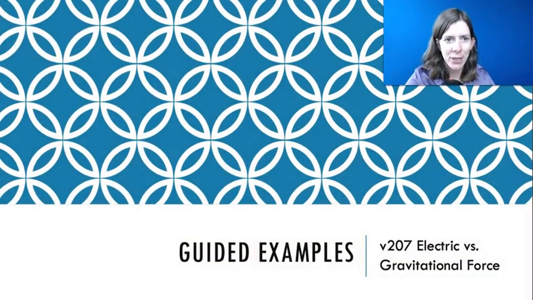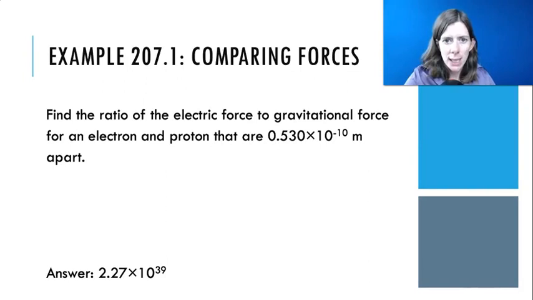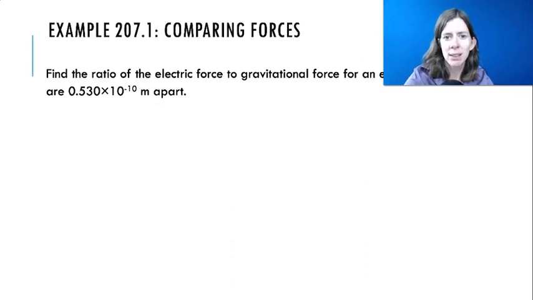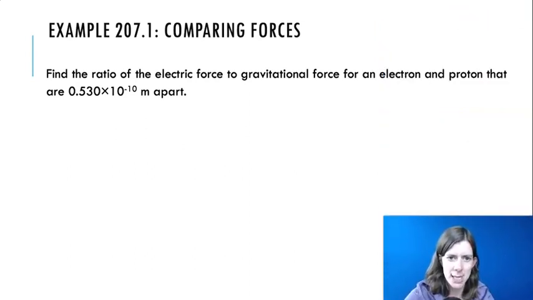In this video, I'm going to go over the one example from video 207, comparing the gravitational force and electric forces. It's going to be a brief example just to give you some numbers to work with. So let's take a look at the example. It says, find the ratio of the electric force to the gravitational force for an electron and a proton that are 0.53 times 10 to the negative 10 meters apart. And this is actually the distance between the electron and the proton in a regular hydrogen atom, so average distance.